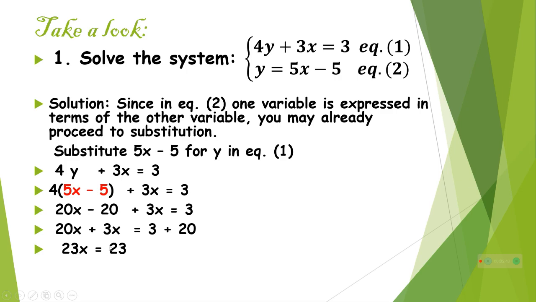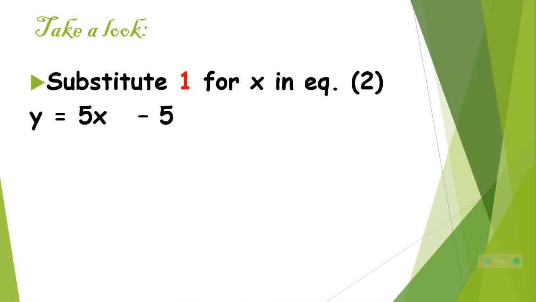And for us to obtain the value of our x, since we have here 23x, you are going to divide both sides of the equation by 23. So you will obtain the value of x, which is equal to 1. And then you are going to use this later on the next step. Okay, so again, our x is equal to 1. And then, we are going to have the next step wherein we are going to substitute 1 for x in equation 2. So, our equation 2 is y equals 5x minus 5. So, you will have y equals 5 times 1 minus 5. Again, replace or substitute 1 in place of x.